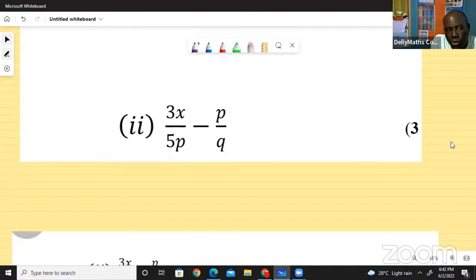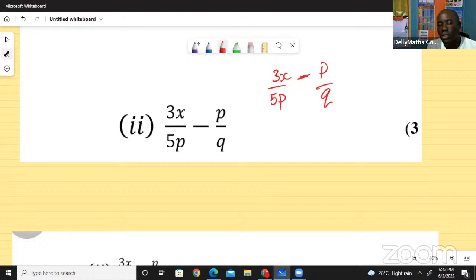So now we're looking at it, we're saying that, listen, 3x over 5p minus p over q. Let me write it by the side. And then I'm going to assist you now in how you choose what to do. Watch this, how you could pick up your marks in an exam. You're subtracting. Let me highlight it. The denominators are different. That's fine. We still need an LCM.